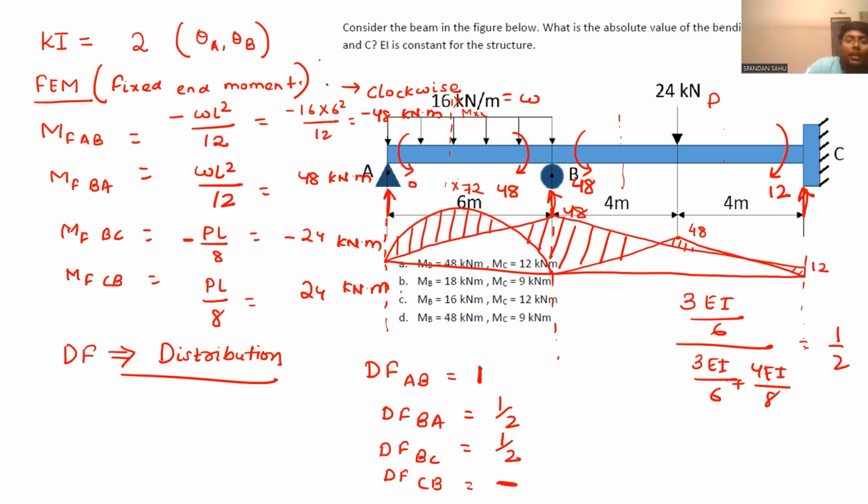Now see, this 16 kilonewton per meter over 6 meters, so overall 96 kilonewton is the load coming, and this gets divided as 48 and 48. This 48 kilonewton meter bending moment will try to rotate the beam segment AB in a clockwise manner. To resist that, you have to give an anti-clockwise couple in the form of reactions and just add up at each and every joint. You will get all those reactions.